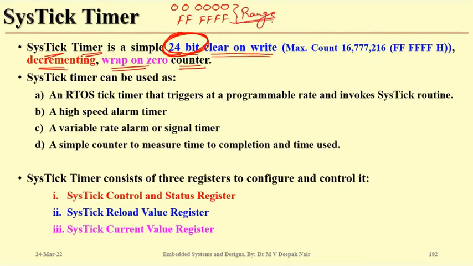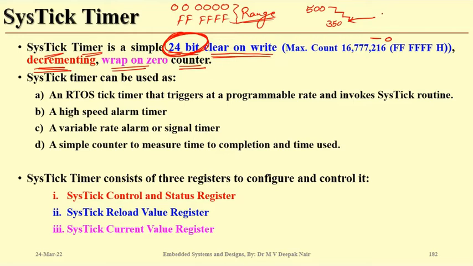Based on the system timer, remember it is a decrementing timer, so it will keep on decrementing and move towards zero. It is clear on write. That means suppose you have entered a number 500, and it is decrementing like this, and suppose it reached somewhere around 350, and zero is here, and at this time suppose you wrote a new number.